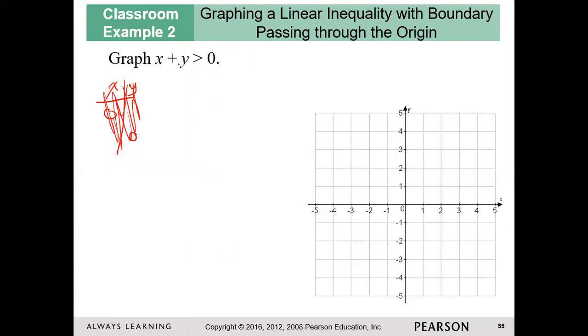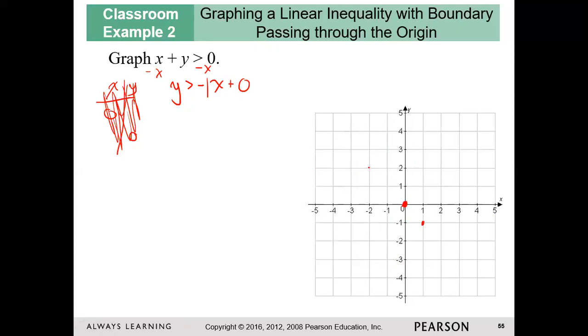And then what I'm going to do is turn this into slope-intercept form. So I'm going to say y is greater than negative x because I'm going to subtract x from both sides of the inequality. So this is in slope-intercept form where your slope is -1 and your intercept, of course, is 0. We already talked about that. So our y-intercept is 0, 0, and then our slope is -1, so down 1 over 1.